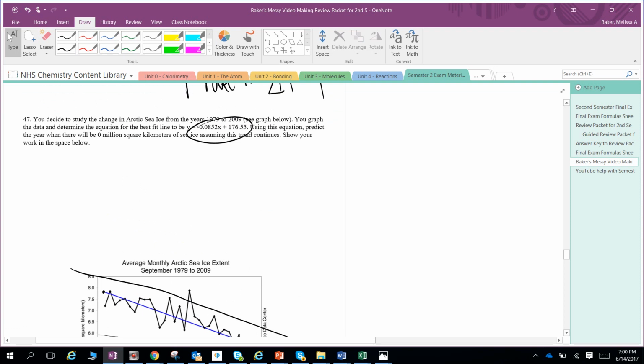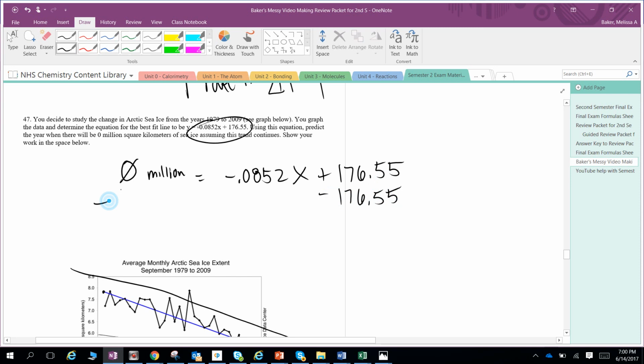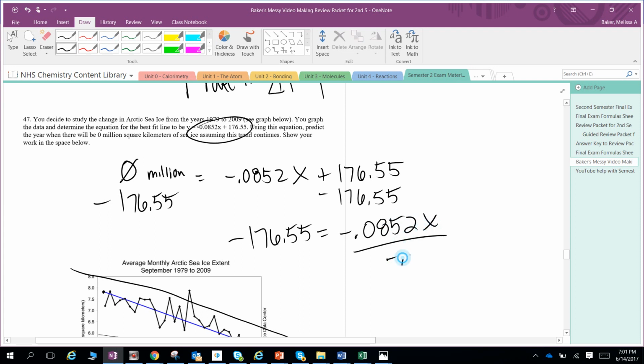So let's use this graph. If I set y equal to 0 million square kilometers, I can figure out the year, which is x, that we're going to hit 0. So in order to do that, first I need to subtract 176.55 from both sides. So I'm going to have negative 176.55 equals negative 0.0852x. And I'm going to divide both sides by negative 0.0852.